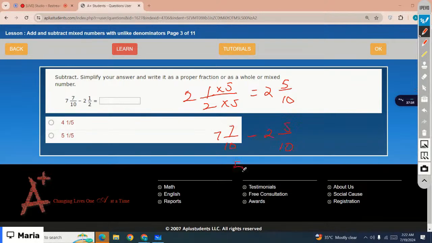7 minus 2 is 5 and 7 minus 5 is 2. That is 5 whole 2 over 10. You guys leave them. The correct option is 5 whole 1 over 5. Option number 2 is the correct option.